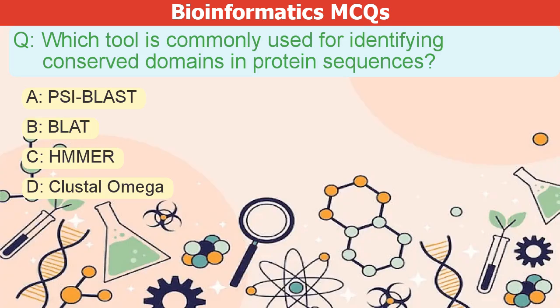Which tool is commonly used for identifying conserved domains in protein sequences? A. PSI-BLAST. B. BLAT. C. HMMER. D. Clustal Omega.